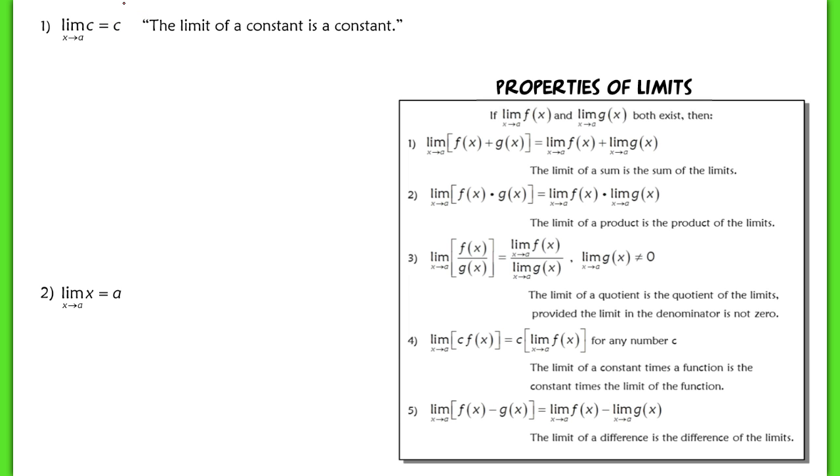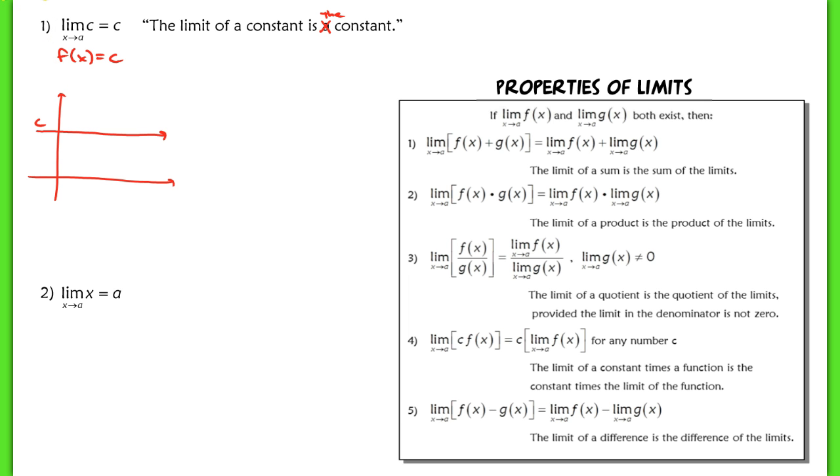We want to prove that the limit as x approaches a of a constant function c is equal to c. So in other words, we want to show that the limit of the constant is c. Just to be more clear here, our function f of x is c. It's just a constant function, which means if we were to graph this, it would be a horizontal line. Okay, so here's f of x.